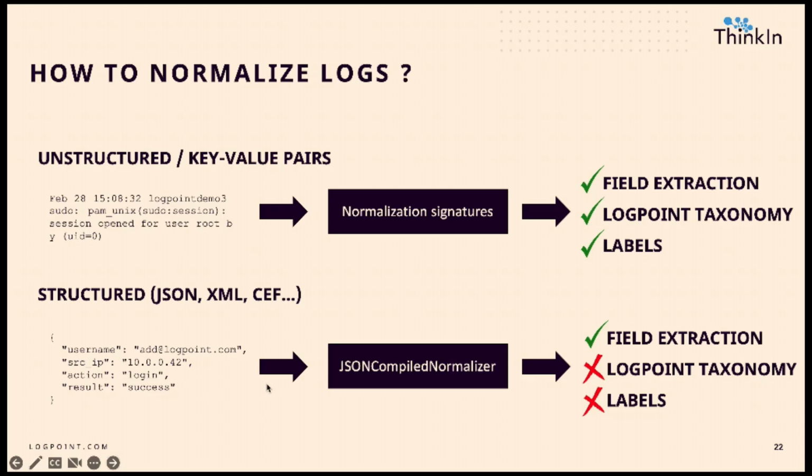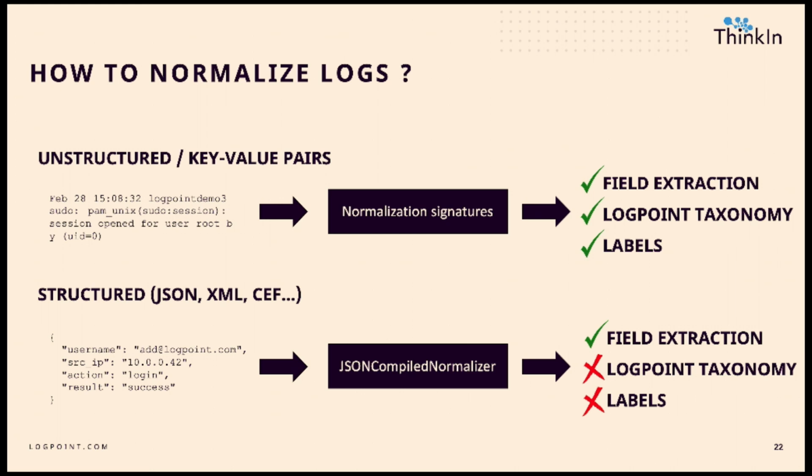But with structured data, like JSON, XML, CEF, LEEF, etc., if I take this fake log here as an example, we do provide out-of-the-box compiled normalizers for this kind of structured logs, but these compiled normalizers are only able to do field extraction. So they will create a field called username, this one will create a field called source_IP, action, result, etc. But there is no way to rename these fields to make them compliant with the Logpoint taxonomy.